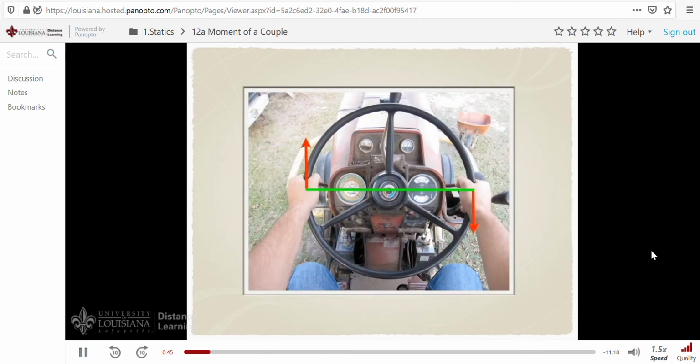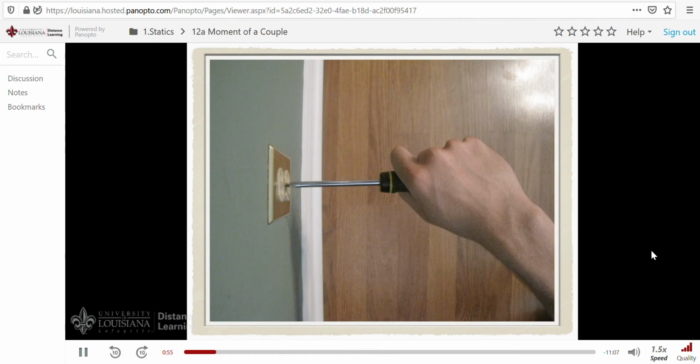Actually, you apply a couple whenever you turn the steering wheel of a car, or in this case, a tractor. And of course, in this case, it's a clockwise couple. Finally, here's an example of a couple moment which tends to turn the screwdriver and tighten the screw.